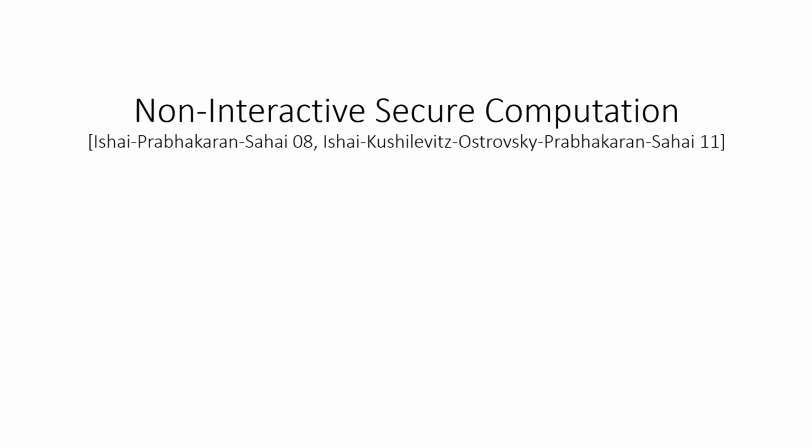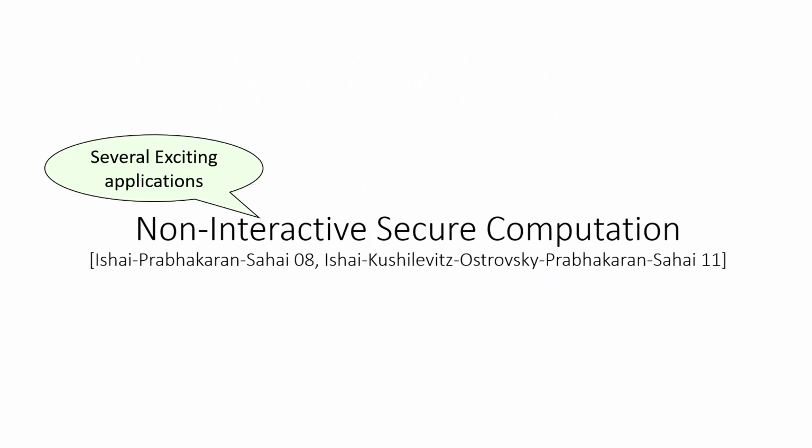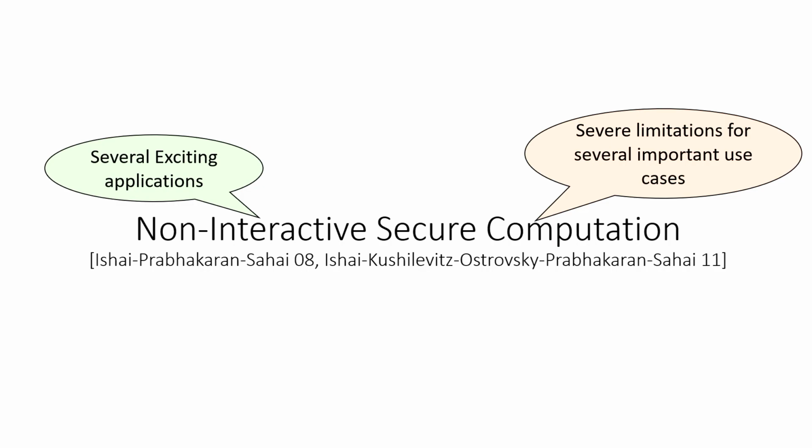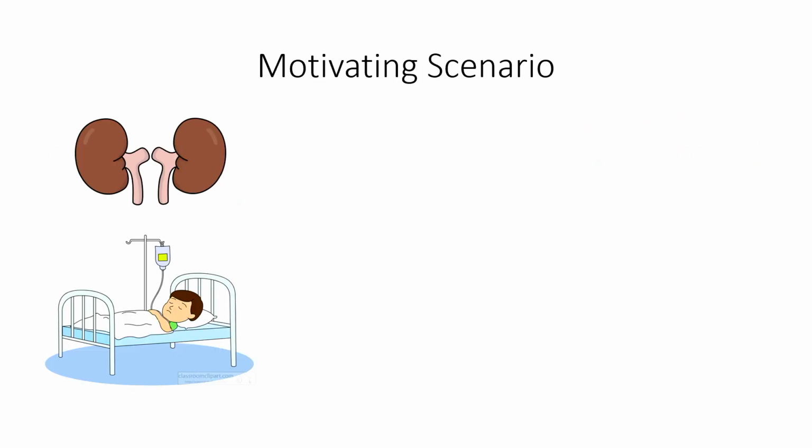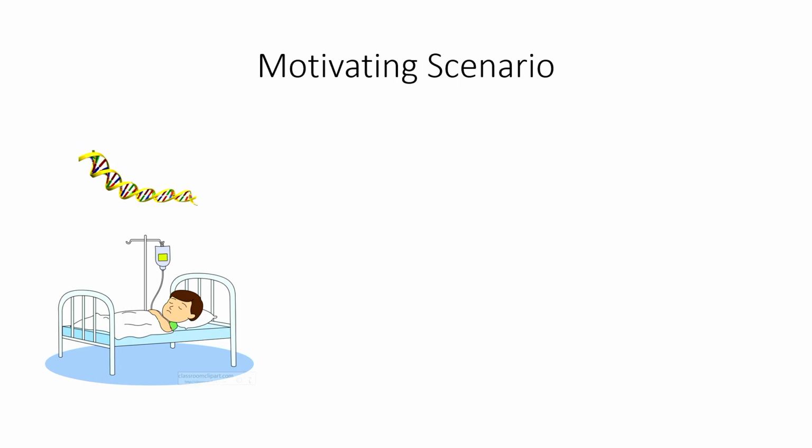Great. Okay. So non-interactive secure computation has lots of exciting applications, but it also has severe limitations for several important use cases. And let me motivate one of these important use cases. So consider a patient who needs a kidney transplant. And to find a suitable transplant donor, we would like to do some sort of DNA sequence matching. So this patient has some DNA sequence that's its private input. And to find a suitable donor, we can't just reveal their DNA sequence in public, so we're going to use a non-interactive secure computation protocol to facilitate this.